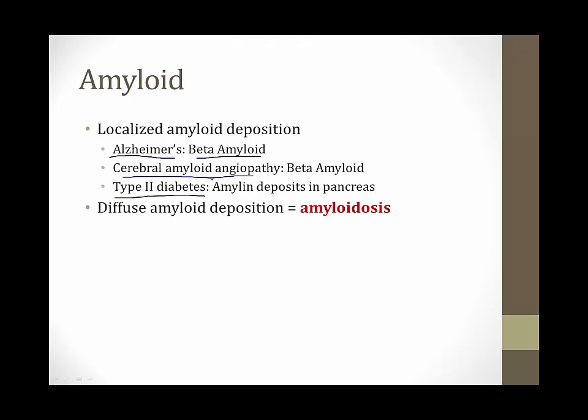in the pancreas. There is a protein called amylin that occurs in type 2 diabetes and forms amyloid structures in the pancreas, and that damages the pancreas. And these are all examples of localized deposition of amyloid proteins. Contrast that with diffuse amyloid deposition. When you have diffuse amyloid deposition in multiple different organs and tissues, that is called systemic amyloidosis.